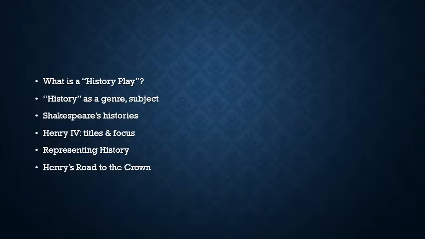I'll talk about representing history, history in Shakespeare's time, how history was presented and understood, and how Shakespeare challenges that in his own representations of history. And I'll end by talking about Henry's Road to the Crown, giving you an overview of the play Richard II, which is the play that precedes Henry IV, temporally speaking, and talk about how Henry became king and what that sets us up for at the beginning of this play.